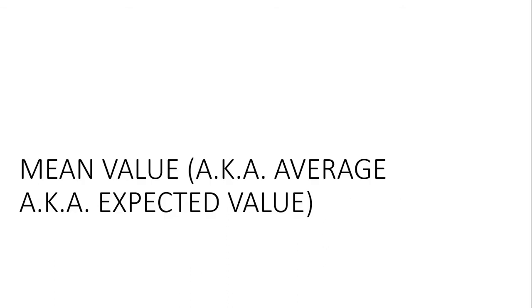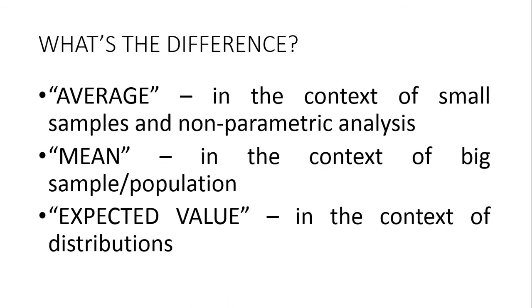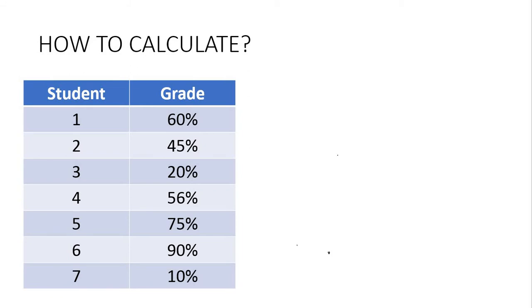So we will start with the simplest one, which is average value. Basically, average, mean, or expected value are the same, but they are used in a bit different contexts. We usually say average when we analyze small samples, mean in the context of big samples or population, and expected value in the context of distributions. And in a second, I will show you how to calculate it.